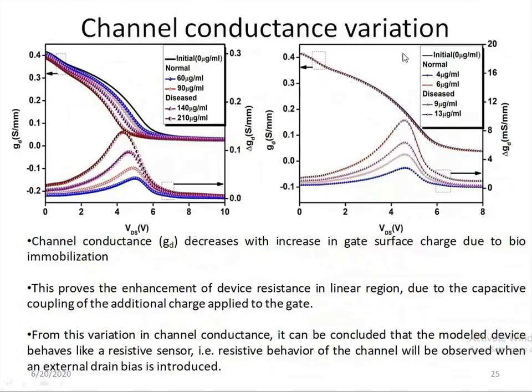Now, channel conductance variation. Again, that was one of the parameters of the device that we use for sensing analysis. Channel conductance in the device can be used for sensitivity analysis. It's just to show how the channel conductance of the device varies with this bioimmobilization.